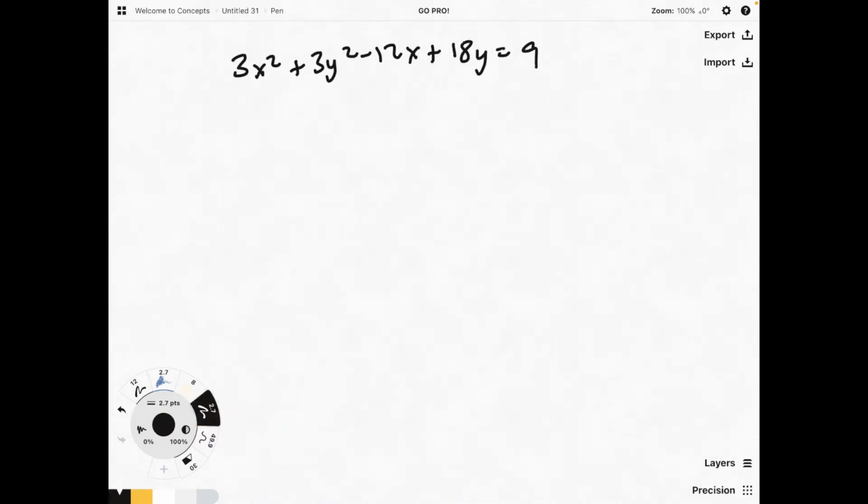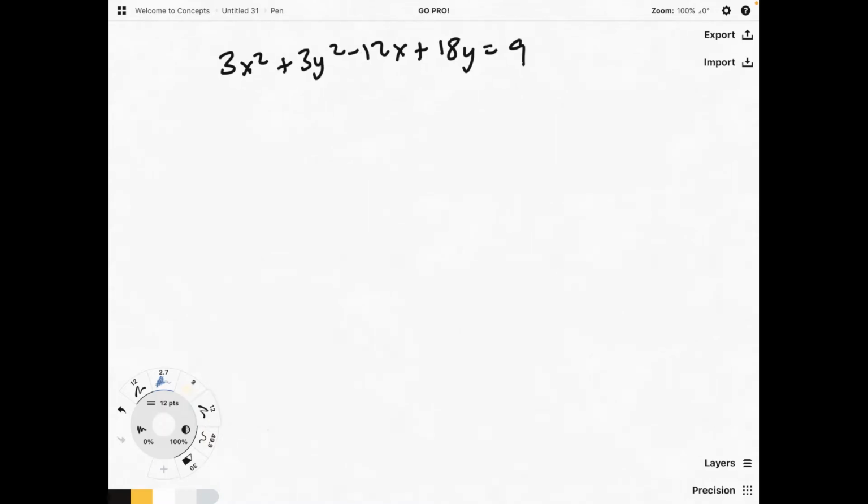Okay, in our next example, we have 3x² + 3y² − 12x + 18y = 9. So similar to the distance formula, if you are not familiar with completing the square, please click on the video and the link in the description below so you can get an understanding of how to complete the square. There's a full, thorough explanation of that, and that will make this problem a lot easier.